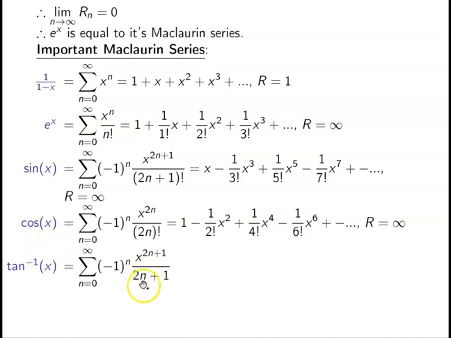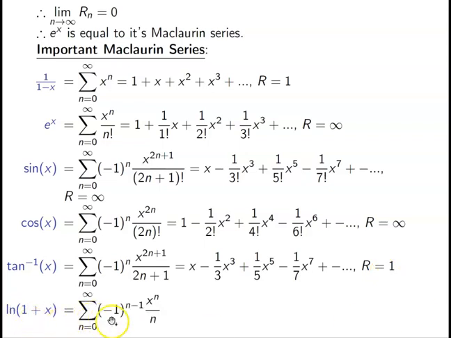The tan inverse, this is alternating as well. This is just like sine, except not with a factorial. That's really the difference. This is just going to count by the odd terms instead of having them factorialized. So x minus 1/3 x cubed, plus 1/5 x to the fifth, etc. And this is convergent over a radius of 1.